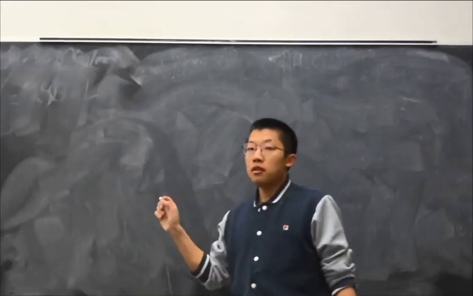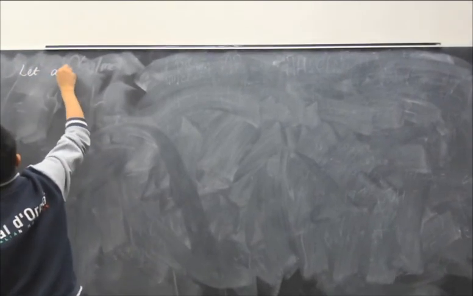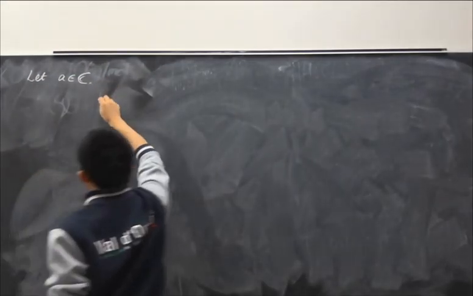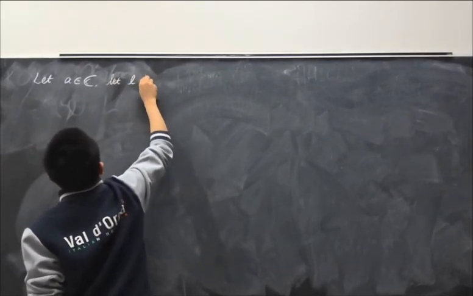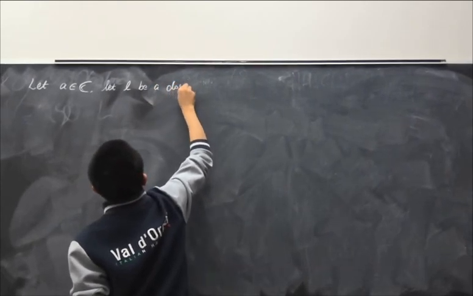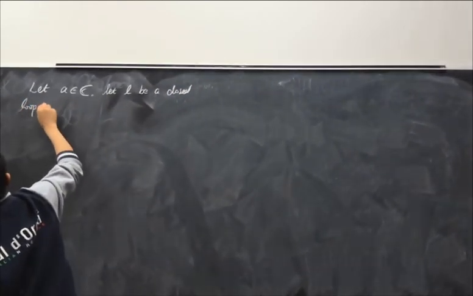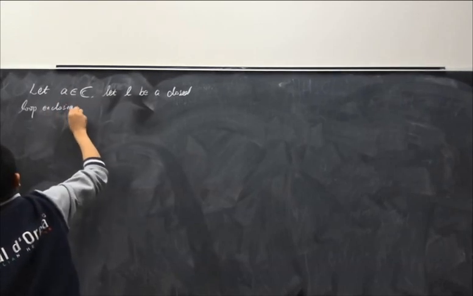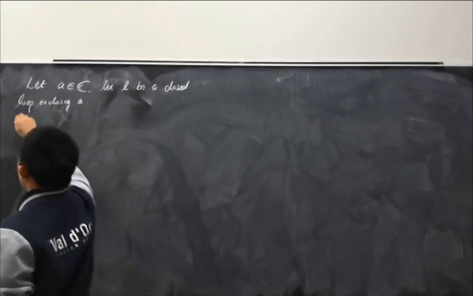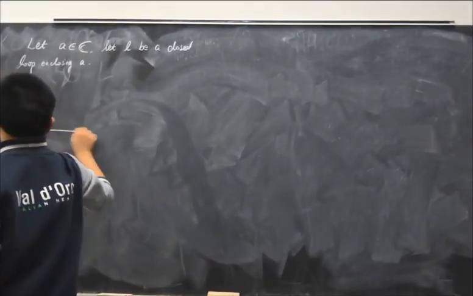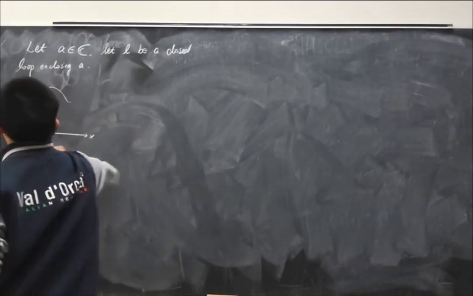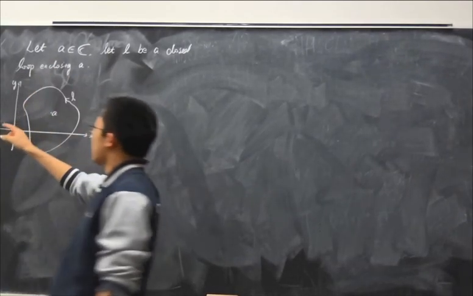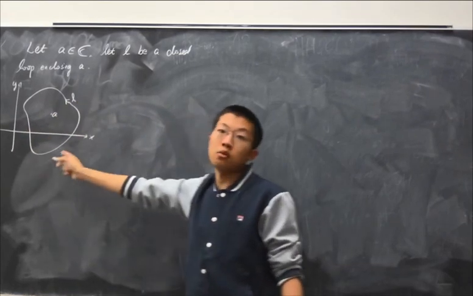Okay. So now let's do an example. Let A be some arbitrary complex number, and let L be a closed loop enclosing A. So suppose we have a complex plane, and for example A is here, and let's think about an arbitrary loop like this. A is enclosed in the loop.